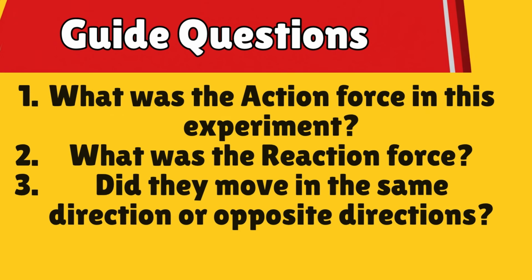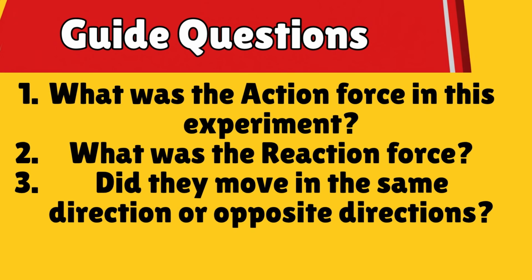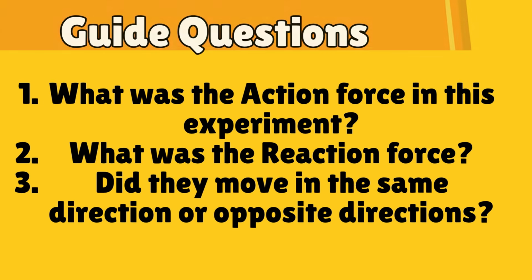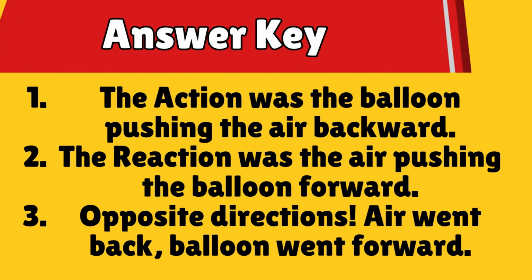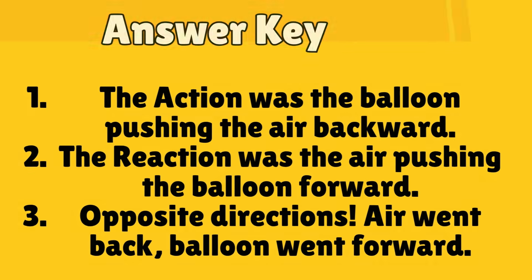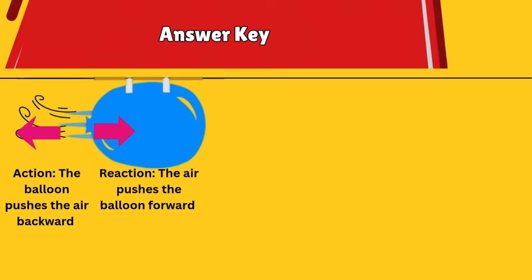For more guide questions, number 1: what was the action force in this experiment? Second, what was the reaction force? And third, did they move in the same direction or opposite direction? Let's check your answer. Number 1, the action force was the balloon pushing the air backward. Second, the reaction was the air pushing the balloon forward. Number 3, opposite directions. Air went back, balloon went forward.